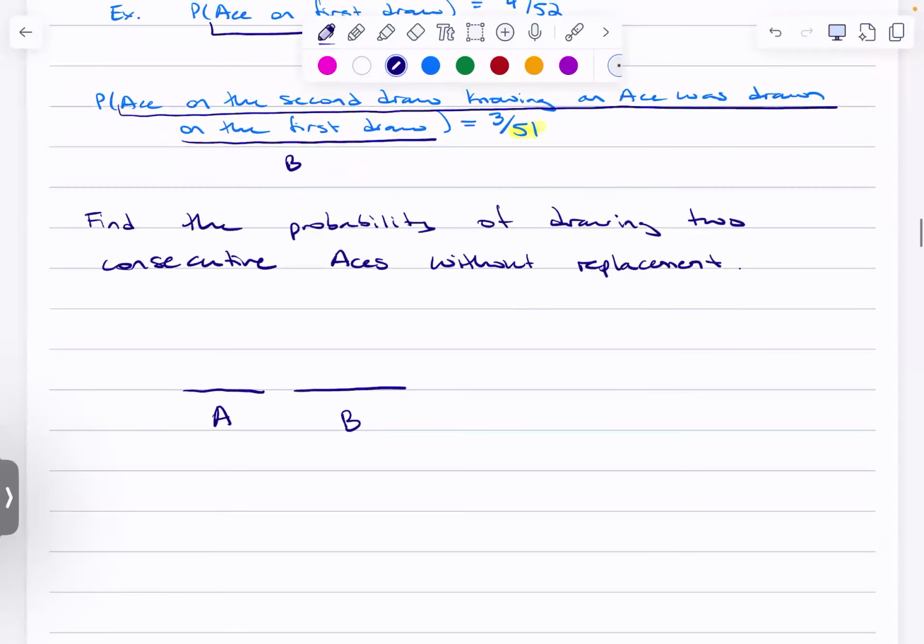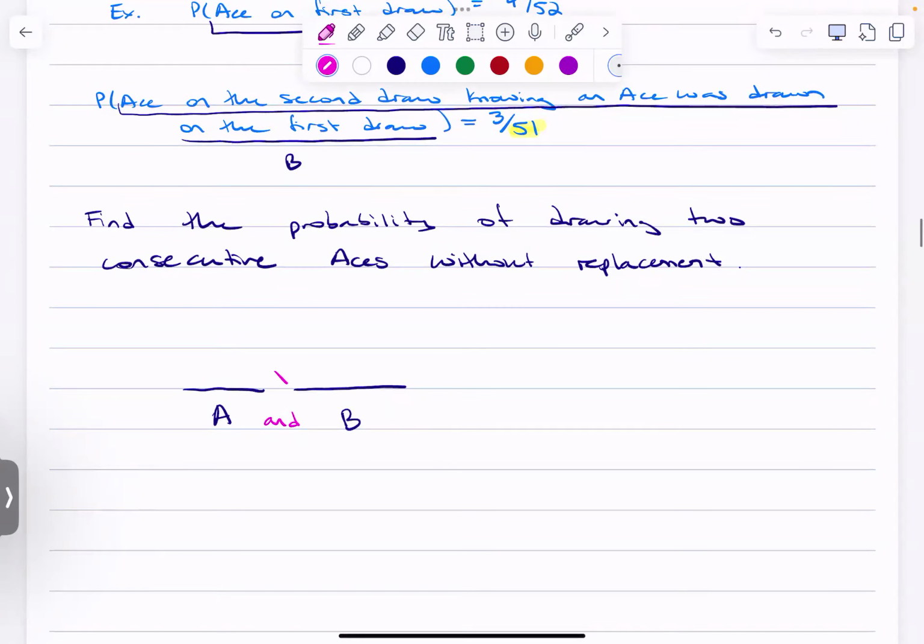So if I want these two things, right? So drawing two consecutive aces, that's going to translate to A and B. And just like the or translates to addition, and is going to translate to multiplication. And so here, and means multiplication.